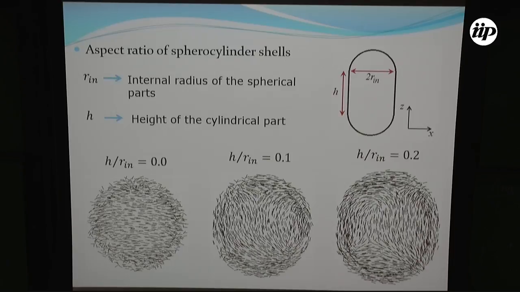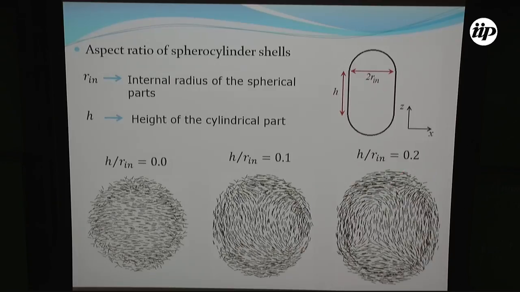Now I will show you, as Antonio asked, the effects of the aspect ratio. We change the internal radius of the spherical part and the height of the cylindrical part. Obviously, here we have only a sphere with a plus 1 charge here and a plus 1 charge in this position. But if you change a little bit the geometry of your shell, a metastable topological charge appears here. This is a minus 1/2. Okay, and the plus 1 is in this position.